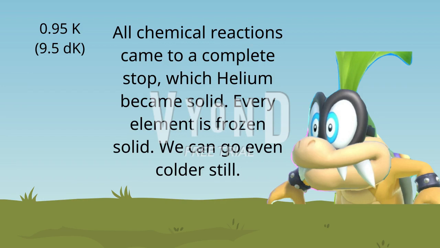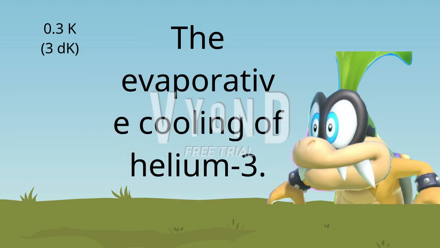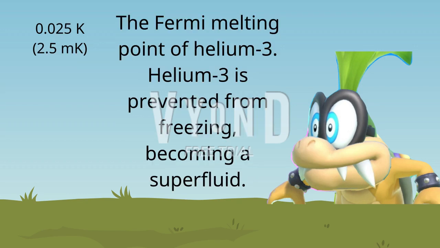All chemical reactions came to a complete stop, while helium became solid. Every element is frozen solid. At 7/10 of a Kelvin, that's 7 decikelvins, helium-3 and helium-4 may begin operation. The evaporative cooling of helium-3 is 3/10 of a Kelvin, that's 3 decikelvins. The temperature of adiabatic demagnetization of paramagnetic molecules is 6/100 of a Kelvin, that's 6 centikelvins. The Fermi melting point of helium-3 is 2.5 thousandths of a Kelvin, that's 2.5 millikelvins, but helium-3 is prevented from freezing, becoming a superfluid.